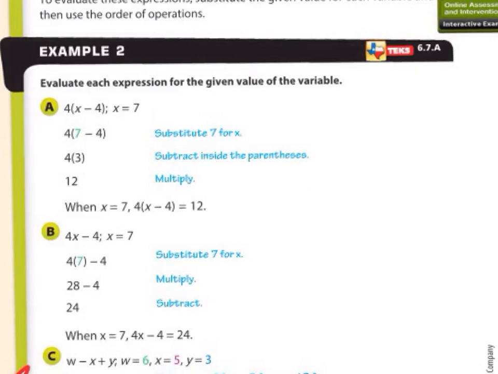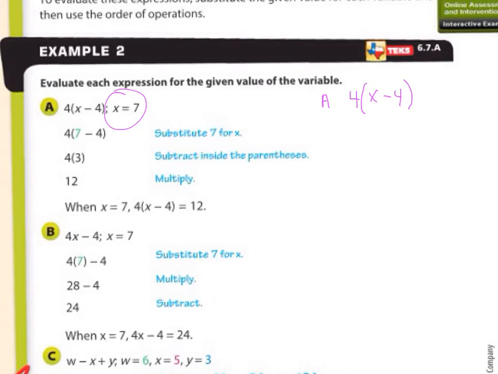Continuing on with our notes, we're going to try to keep it as fast as possible. We're going to use the order of operations to solve these problems. So go ahead and put this in your Cornell notes. A says 4 times everything inside the parentheses, so 4 times (x minus 4). And they tell us that x equals 7.